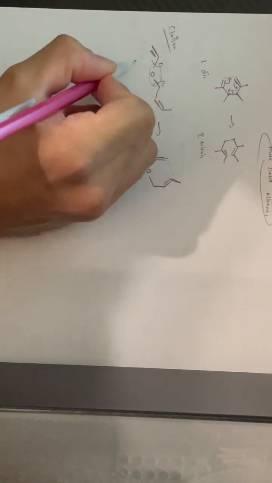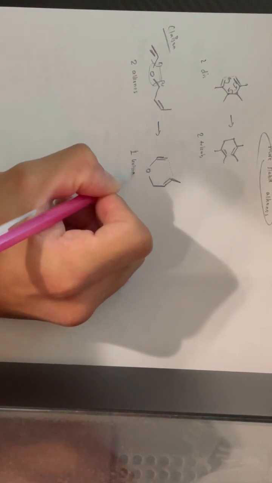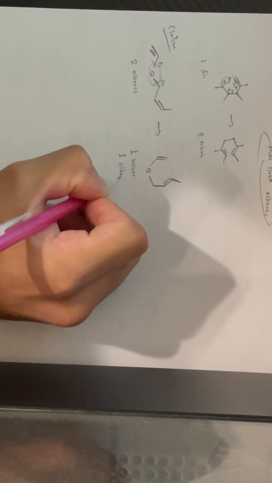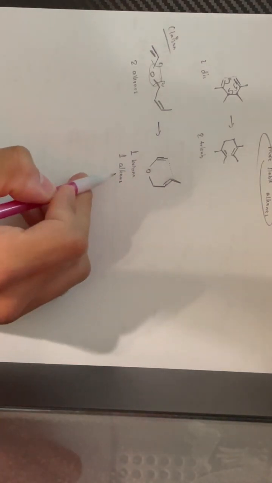So in the Claisen, you go from 2 alkenes to 1 ketone and 1 alkene. If you don't have that in your product of the Claisen rearrangement, you've done something wrong. You need 1 ketone and you need 1 alkene. Of course, you'll get an enol though if you have an aromatic ring attached to it, but I'll go over that in a little bit.